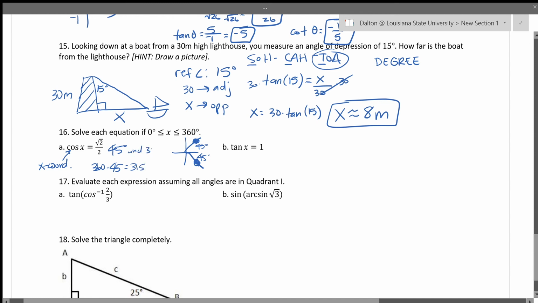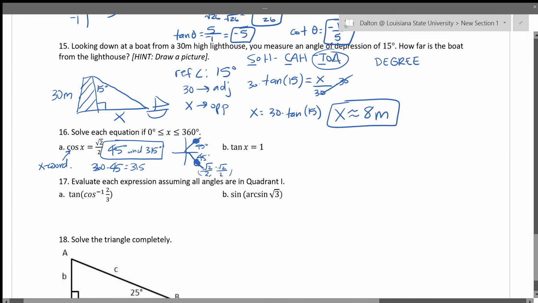And if you look at your pie plate, or that original paper plate that we made, you'll see that the 315 degree angle down here in quadrant 4 will also have the square root of 2 over 2, except its y coordinate is going to be the negative square root of 2 over 2. Okay, we're going to do the same kind of logic for part B.